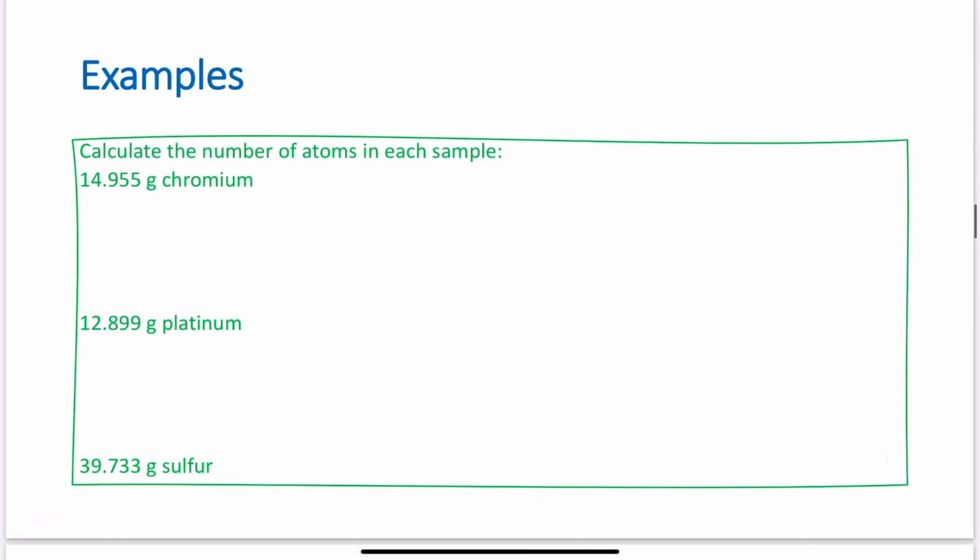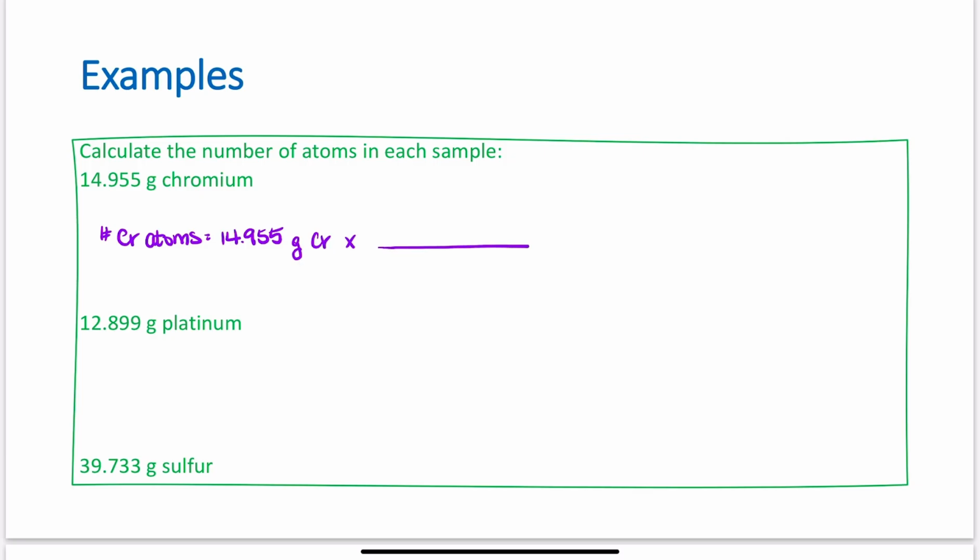What's our next one? Okay, calculate the number of atoms in each sample. I've got chromium, platinum, and sulfur. So let me find where I have these ones written down so I don't have to actually pull out a calculator right now. Okay, chromium, 14.955 grams of chromium. So trying to find the number of chromium atoms. I have 14.955, I apologize, grams of chromium.